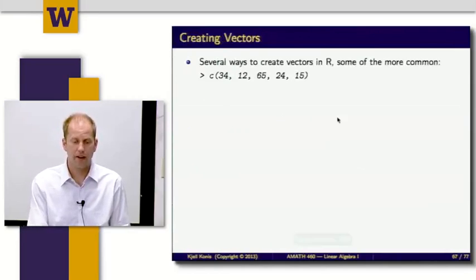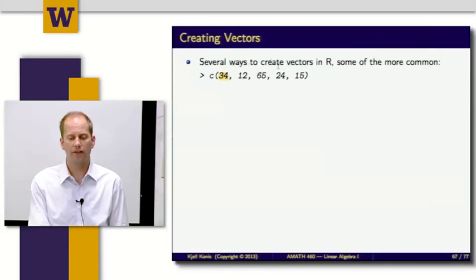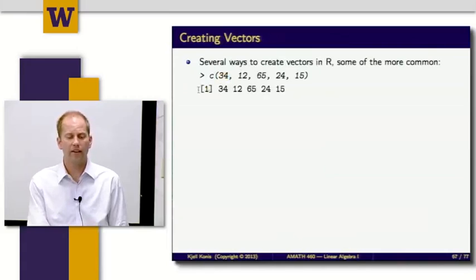The first thing we're going to want to be able to do is make vectors. This little c function that I was talking about takes values and puts them together into a vector. So this is going to put the values 34, 12, 65, 24, and 15 into a vector in this order. The output of that looks like this. Again, I get this 1 in square brackets. All that's telling me is that this 34, the thing right next to it, is the first element of this vector.